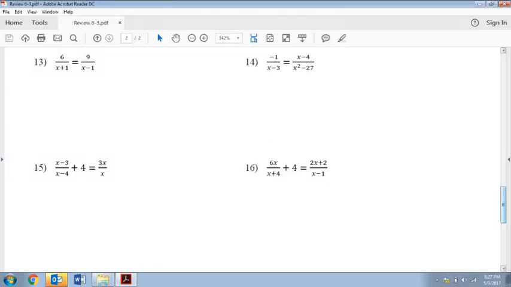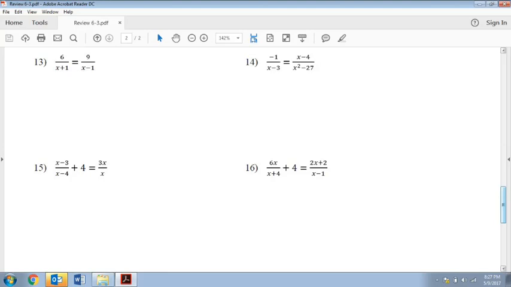Okay, sports fans, here we go. We are on review 6-3. This is number 13. 13, 14, 15, and 16. These are the equations. Everything else has been expressions. So basically what we're going to do is get a common denominator and ignore the denominator. That's really what we can do.